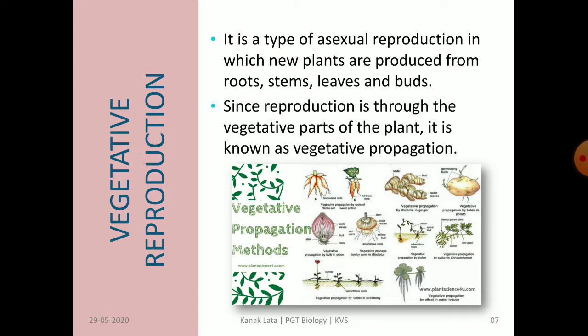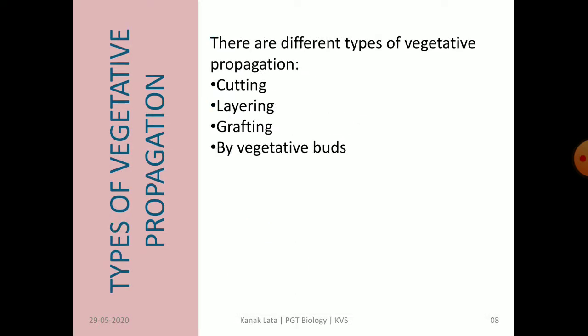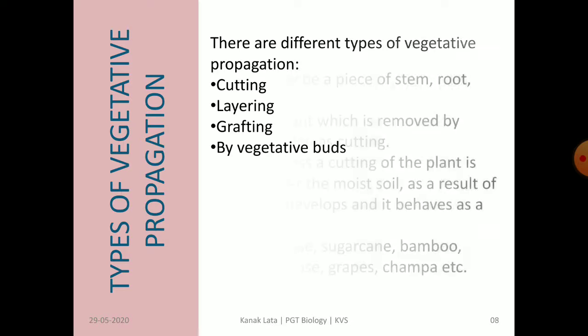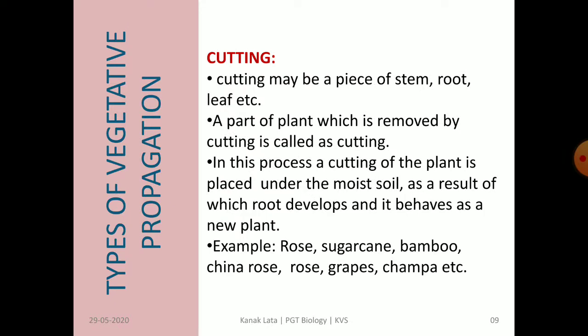In this figure, you may see the different modes of vegetative reproduction. We will discuss a few one by one. The important types of vegetative propagation are cutting, layering, grafting and by vegetative buds. Let us see about cutting. Cutting may be a piece of a stem, root, leaf, etc. A part of a plant which is removed by cutting is also called a cutting.